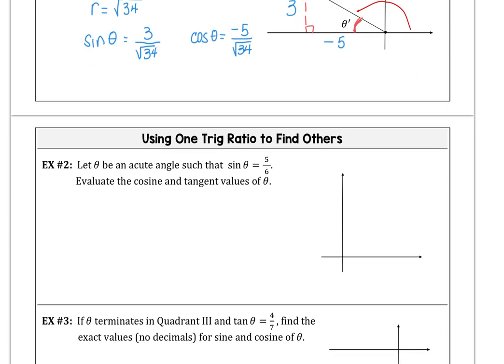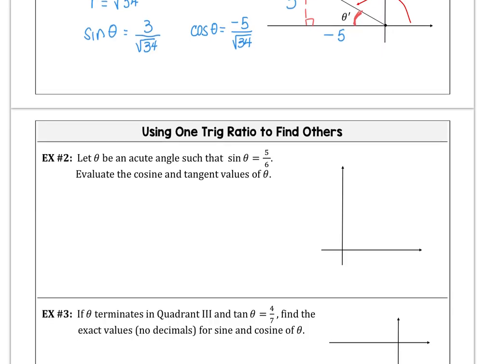In example 2, let's let theta be an acute angle such that the sine is 5/6. We can draw that in quadrant 1. So I want to make an angle where we have the right ratios here. So this is our right angle. This is our angle theta. And sine is the opposite side divided by the hypotenuse. So the opposite of theta is length 5 and the hypotenuse is 6.